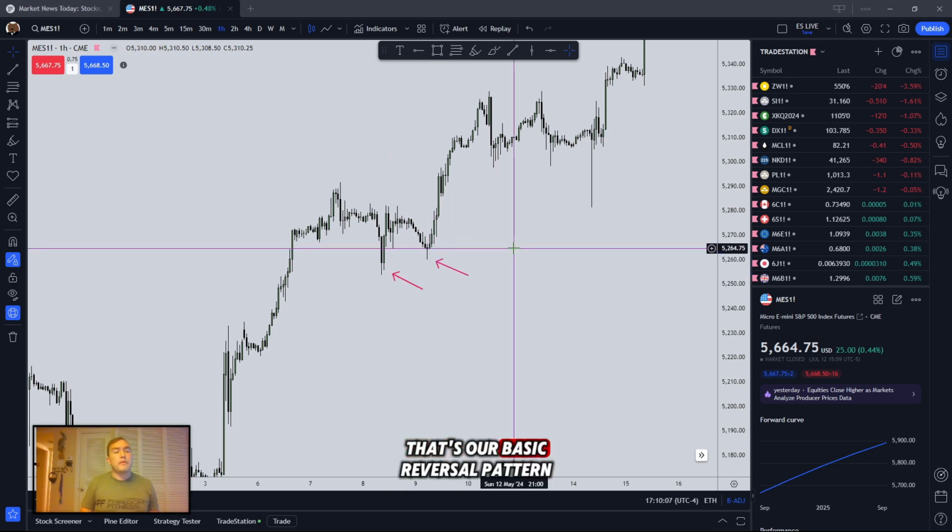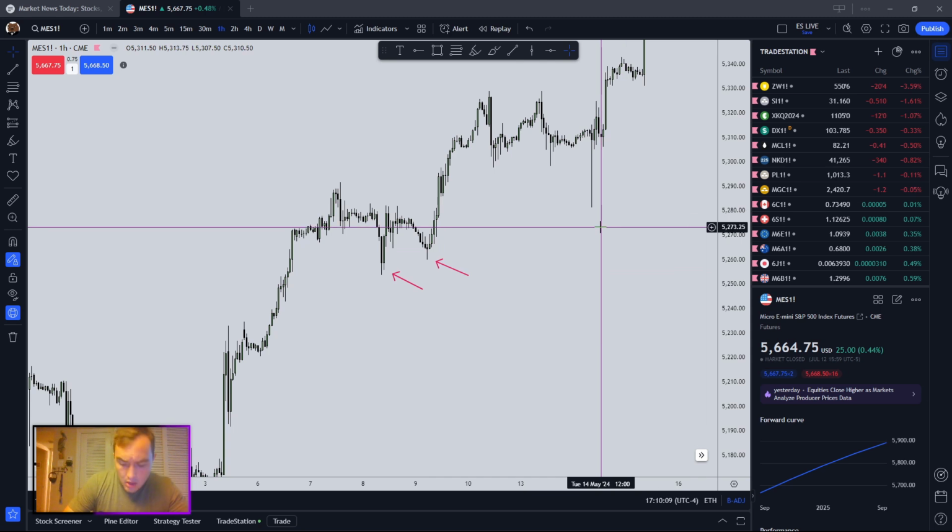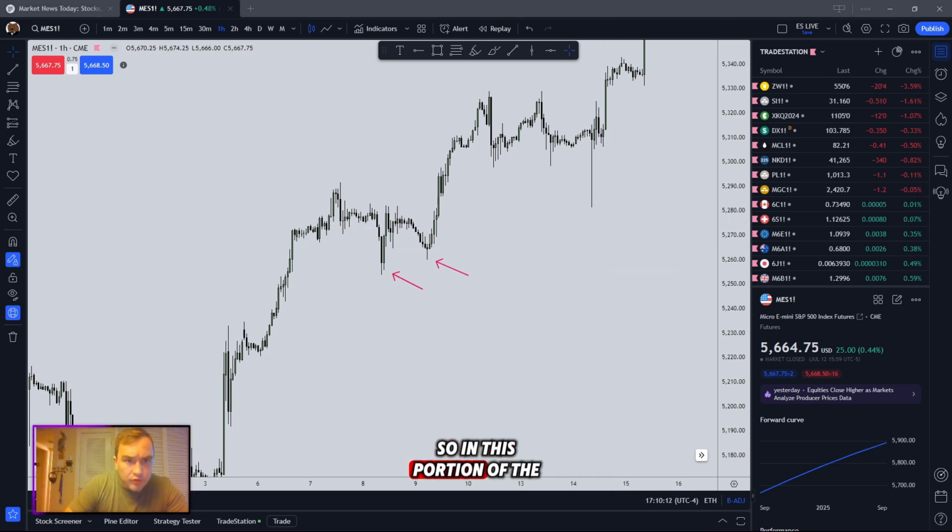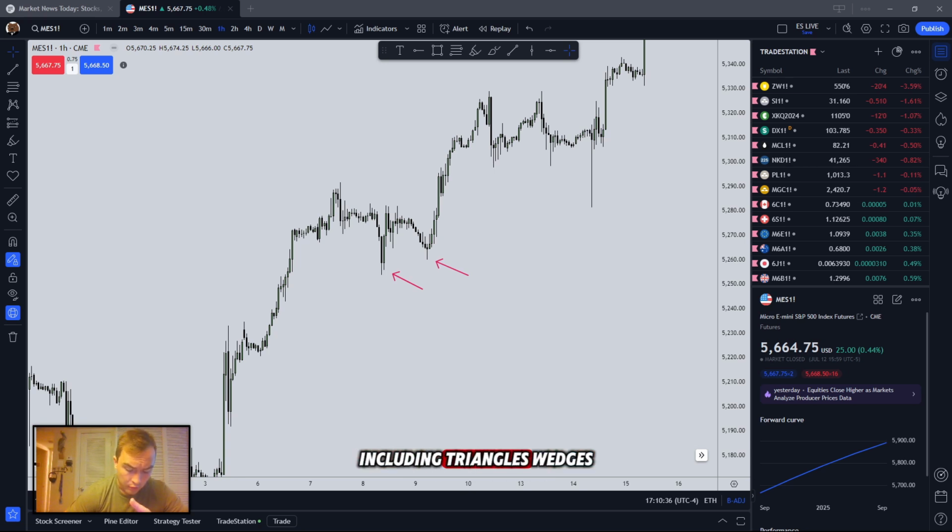Okay, that's our basic reversal pattern. Okay, guys, so in this portion of the Ultimate Beginner's Guide to Technical Analysis, I have gone now through candlestick charts. That's item number 1. Item number 2, I've gone through trending markets versus non-trending markets. Item number 3, I've talked about support and resistance. Item number 4, I've talked about indicators. Item number 5, we talked about candlestick patterns. Item number 6, we talked about basic chart patterns, including triangles, wedges, rectangles, double tops, and double bottoms.